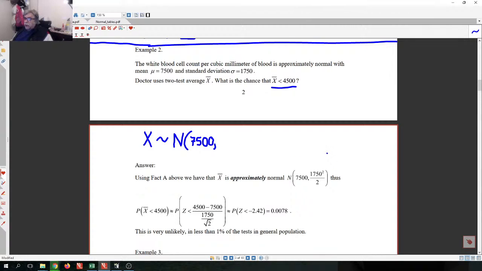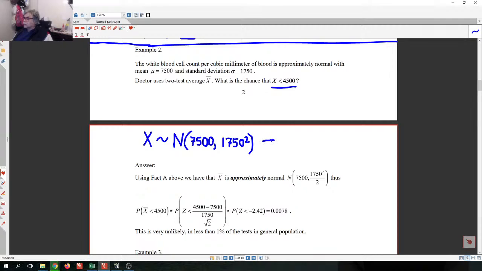And plus, of course, there's a whole bunch of different white blood cells. Some of them are bigger, some of them are smaller. So basically, it's really not a count. You can estimate it as approximately normal. So it's distributed as approximately normal, with the mean of 7,500 and the standard deviation of 1750, which means the variance is the square of that, 1750 squared. You can multiply that to find out what it is.